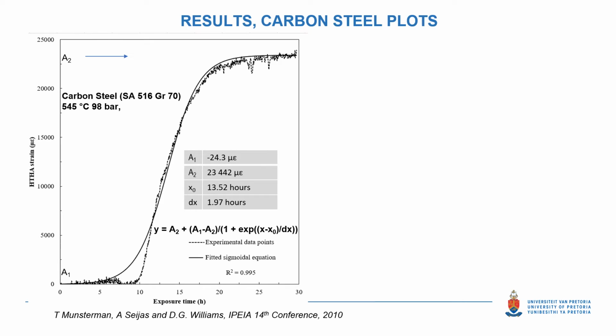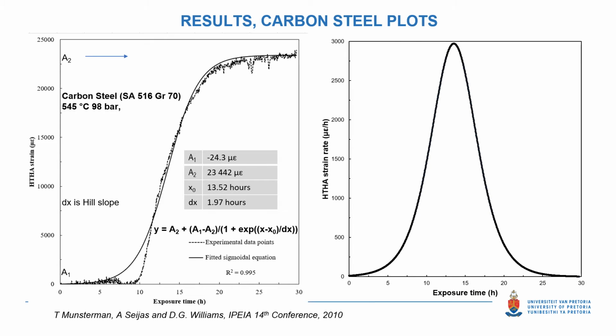A1 and A2 are the intersection and projection onto the y-axis of the plateau, respectively, while dx is the hill slope constant. The strain rate versus time curves show a rapidly increasing strain rate, which similarly retards beyond the peak value. The x value corresponding to the peak is the x0 constant in the equation used.